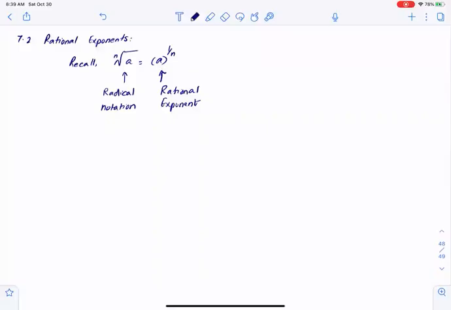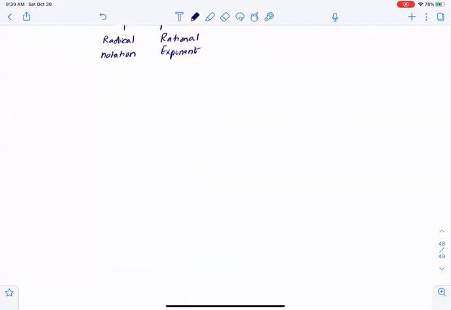So the nth root of a, left-hand side, is the radical notation. A raised to 1 over n is the rational exponent notation. So suppose we have, let's just say, an example.